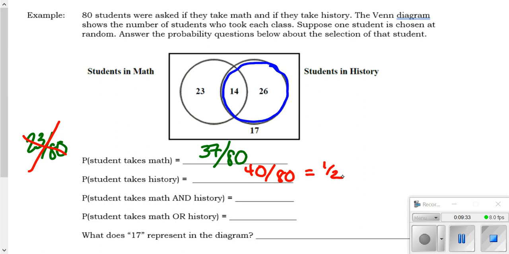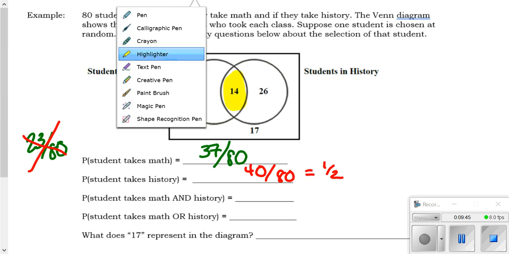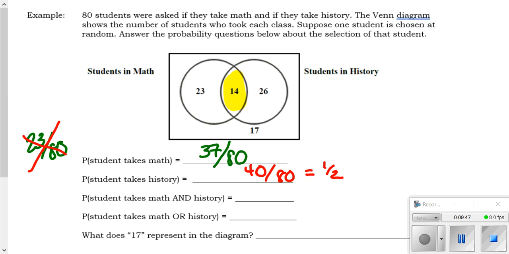The next question says, find the probability that a student takes both, takes history and math. Well, that "and" indicates I'm looking here at this overlap region. That's what I want to look at. Those are the 14 people who take both. So that's 14 out of 80.